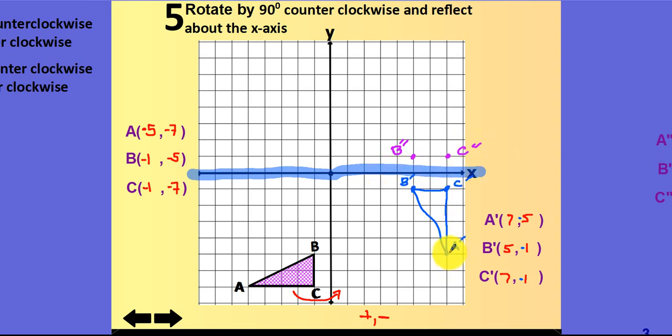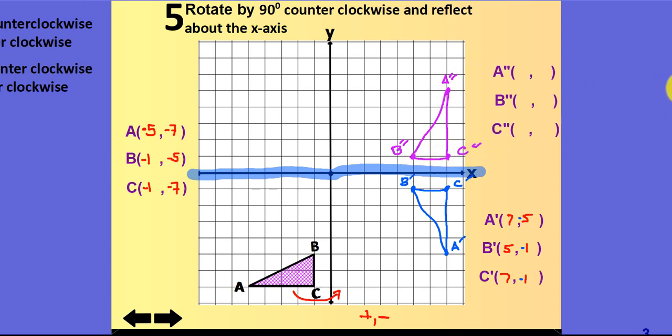Your A prime is 1, 2, 3, 4, 5 units away from the line of reflection. So the reflected point should also be 1, 2, 3, 4, 5 units away from the line of reflection. And this will be your final answer. Now, of course, you have to identify your coordinates for your A prime, B prime, and C prime.